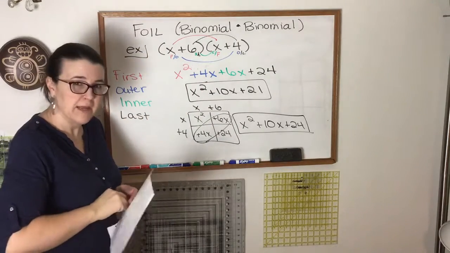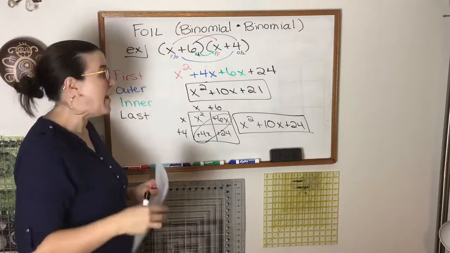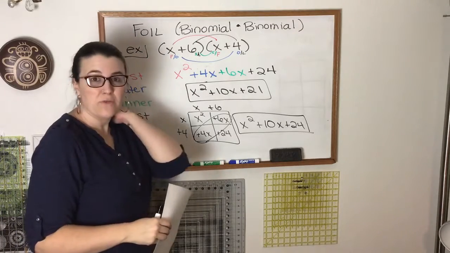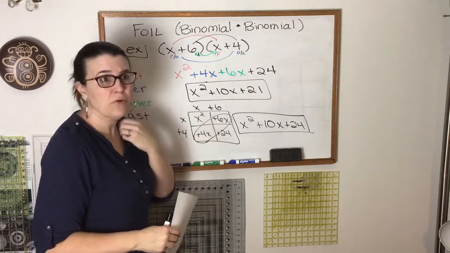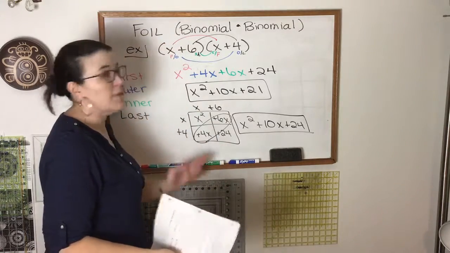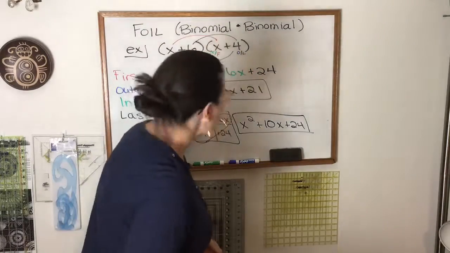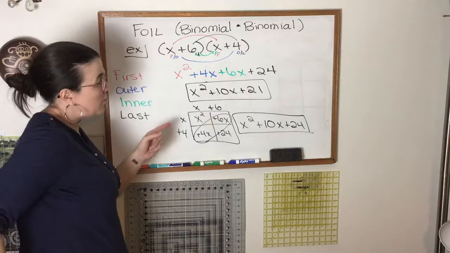Okay, but like I said, if you're very quick with FOIL, I wouldn't bother doing a box method with these. However, if you find that FOIL is a struggle for you, or it's just not something you like very much, or you've learned box before, then use box method. If you have another method you like, use that. Okay, so binomial times binomial, FOIL.